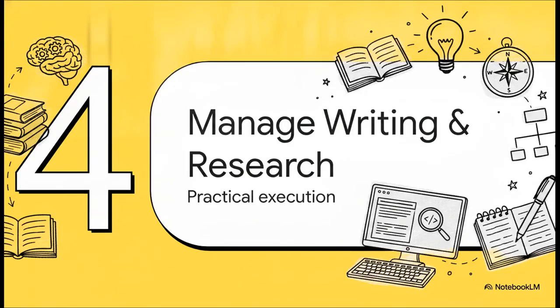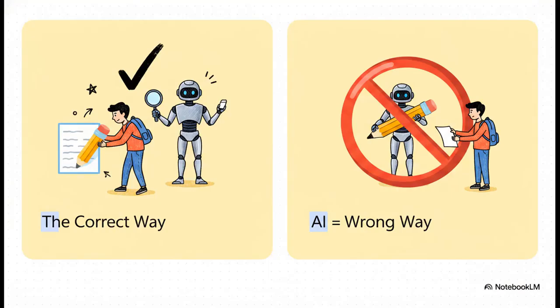Let's jump into Section 4, Manage Writing and Research. This is all about practical execution. The ideal dynamic here is actually really simple. AI is your editor, it's not your author. You absolutely must keep your ideas your own. Sure, use tools for editing or checking your tone and clarity, but maintain complete ownership of your original thinking. Never, under any circumstances, submit AI-generated work and claim it as your own. That's a huge red flag.